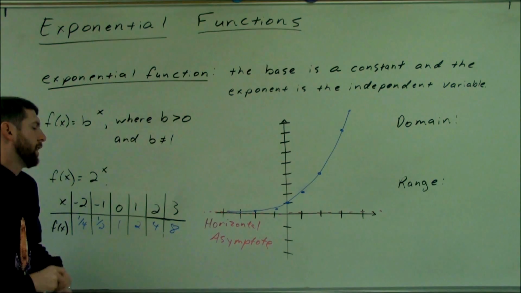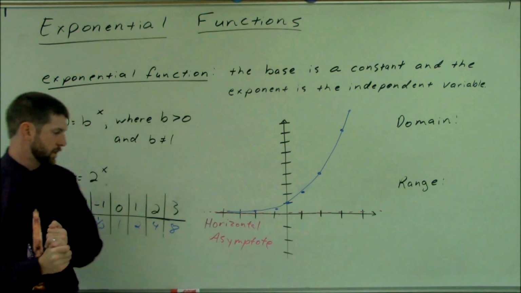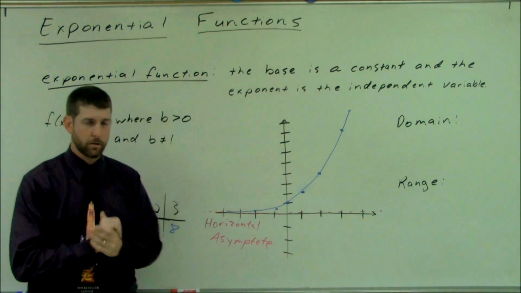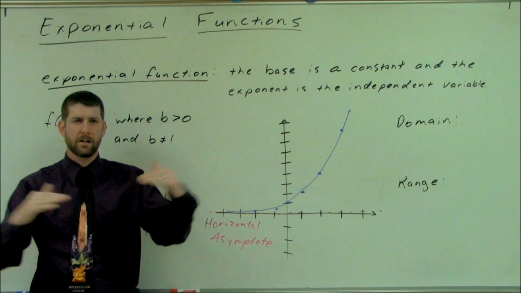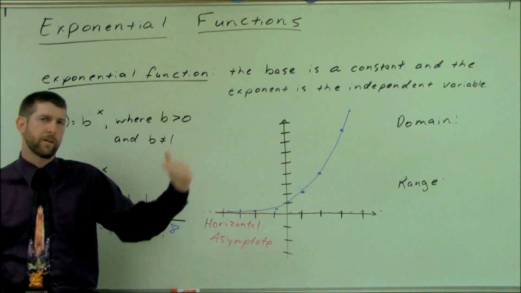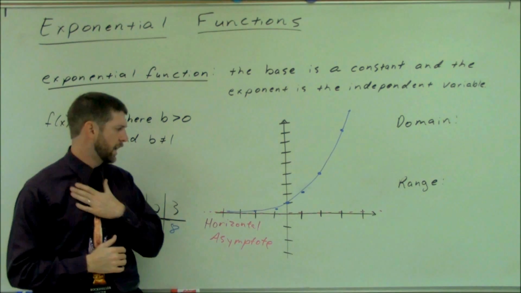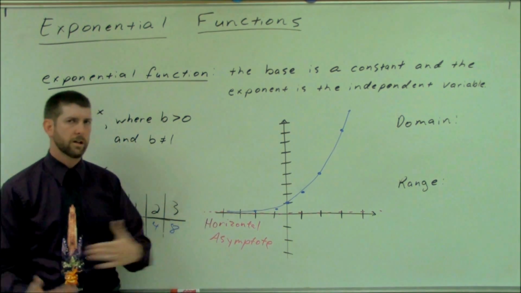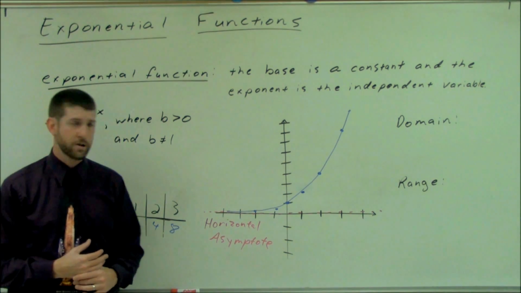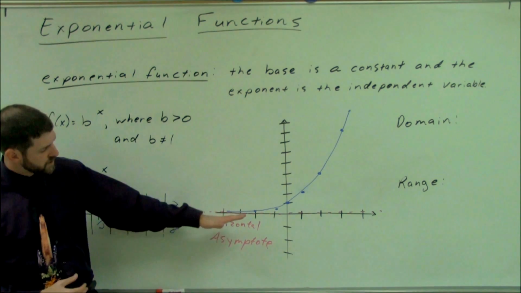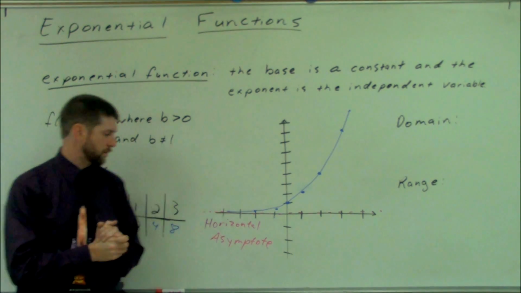And what a horizontal asymptote, or an oblique asymptote also, is, is a line that we tend to approach and level off at as we get towards either positive or negative infinity. And we'll focus on those a lot more when we get into our unit on rational functions. But this is kind of our first little taste of a horizontal asymptote.